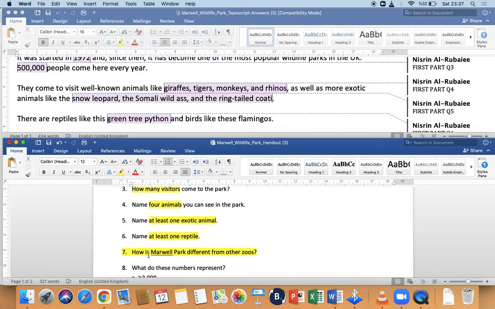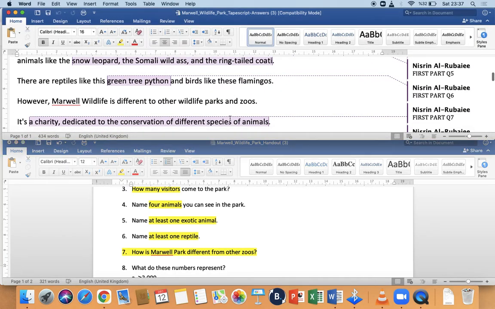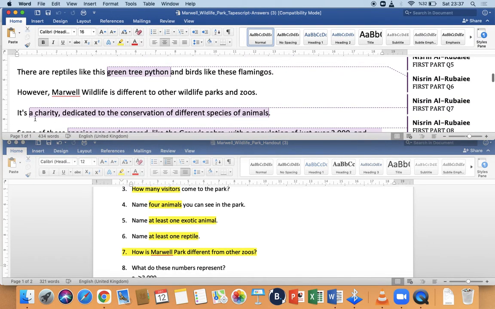And as I said, this question is important. How is Marwell Park different from other zoos? What's special about Marwell Park? And Marwell Park is a charity. If you just write charity, that's enough actually, it's a charity.